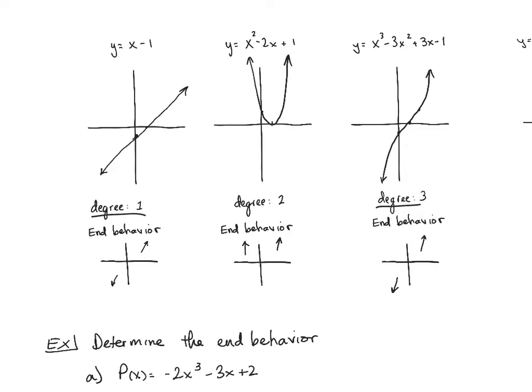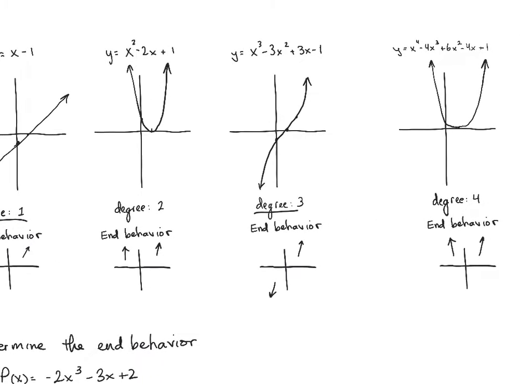Same thing with a degree 2, which is an even number, or degree 4, which is also an even number. They have similar looking graphs, but more importantly, it's the end behavior that's the same. So the degree of the polynomial determines the end behavior, and whether the left side and the right side of the graph are going in the same direction, or in opposite directions.